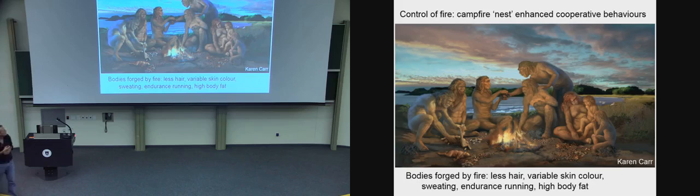And this is another artist's impression by the same artist, Karen Carr, of a site in Israel, actually, that dates from about 800,000 years ago, when Homo erectus had moved out of Africa into the Levant. And it's based on not so much evidence for fire, but evidence for organized living around what is assumed to be a fire structure. So I think the big event that was so transformative for our species with the advent of Homo erectus was this control of fire, because the campfire, as shown here, would have formed a very early nest around which the human social organism could organize, right?